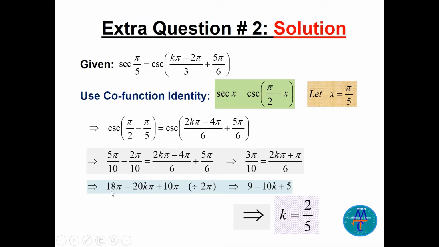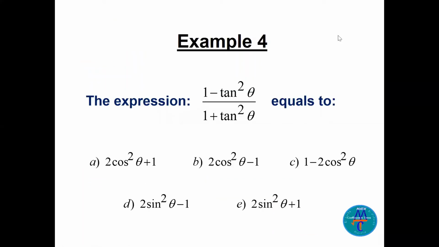Let's divide by 2 pi on all sides. So it becomes 9 here. 20k pi divided by 2 pi becomes 10k, and this one divided by 2 pi is 5. Take 5 to the other side, 4 over 10. So when you simplify, k will be 2 over 5.